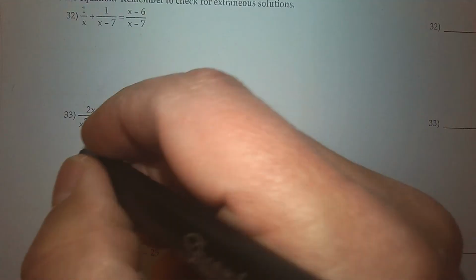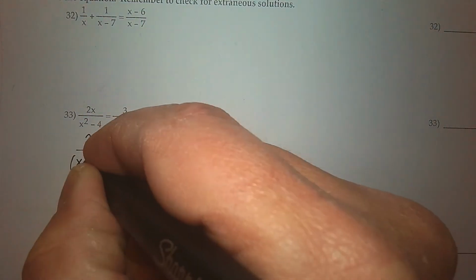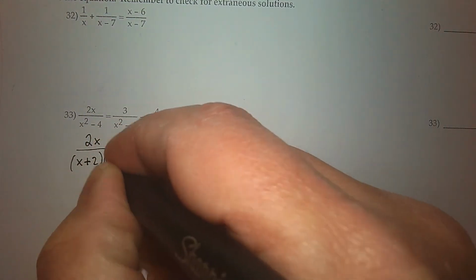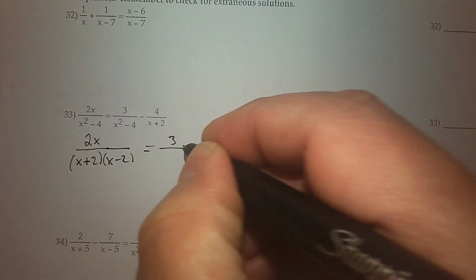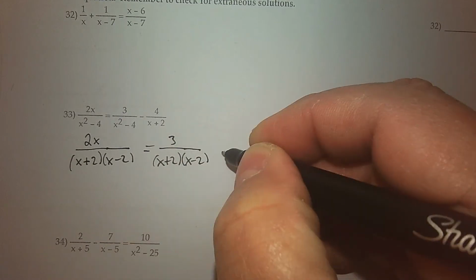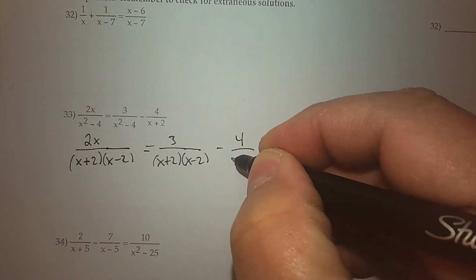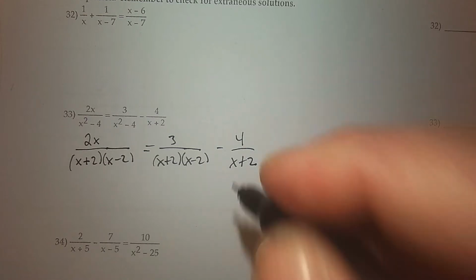So to make the denominators the same, it'd be easy to factor. So x squared subtract 4 is called the difference of squares. So I'm going to do that. And by factoring, it becomes easier to recognize the last fraction. How can I make all the denominators the same? What does the last fraction need that it doesn't have? X subtract 2.